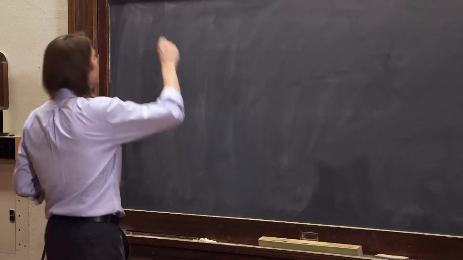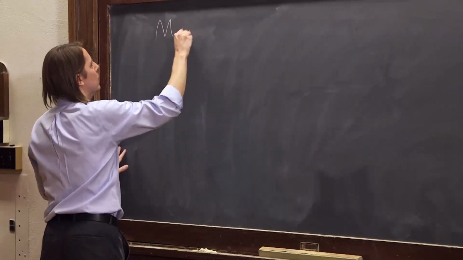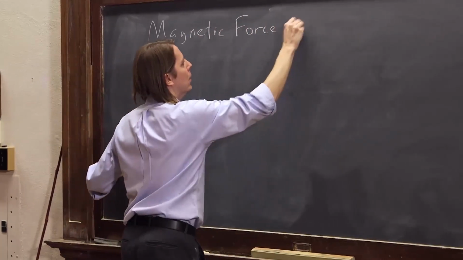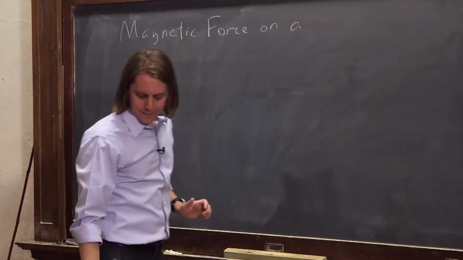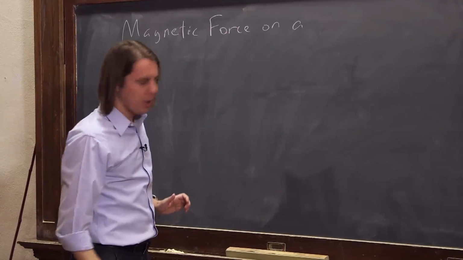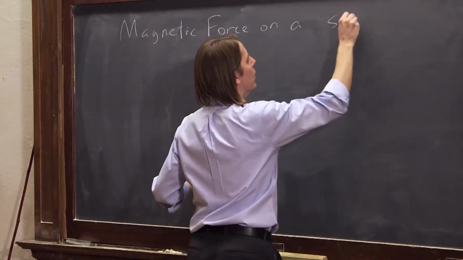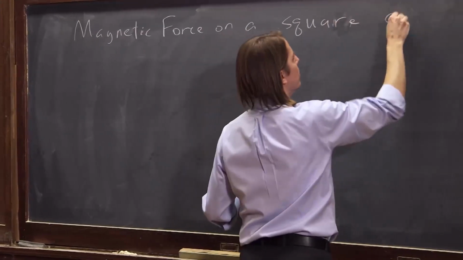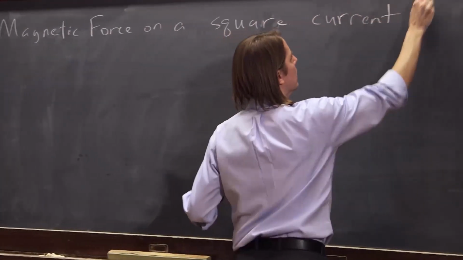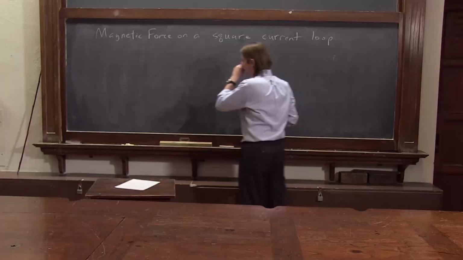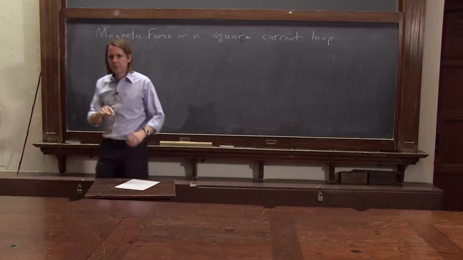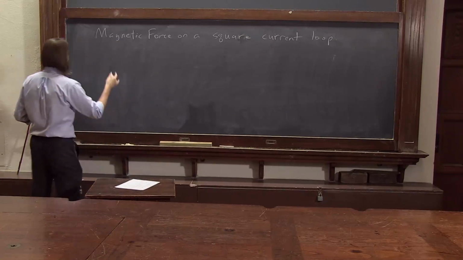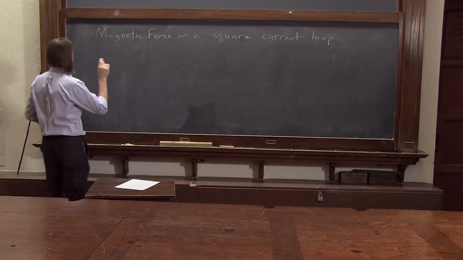Let's calculate the magnetic force on a square current loop. Okay, keeping up with all these vectors, all these directions, the cross product, you've got to be fairly careful. Let's go ahead and define a coordinate system.